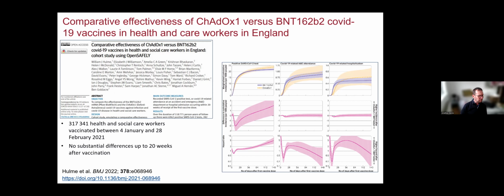So this paper was published in 22, led by Will Hume, and didn't find substantial differences. This took advantage of a flag for health and social care workers who were prioritised for vaccination in the UK, and didn't find substantial differences up to 20 weeks after vaccination.